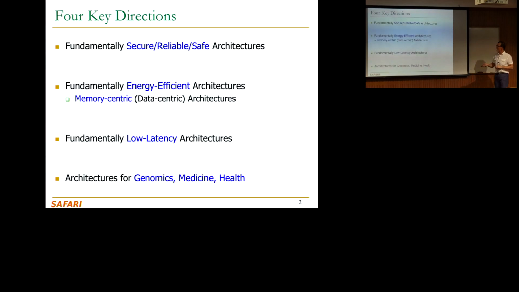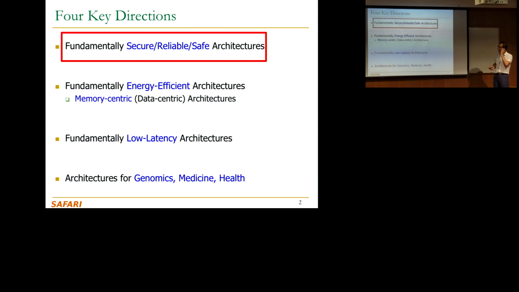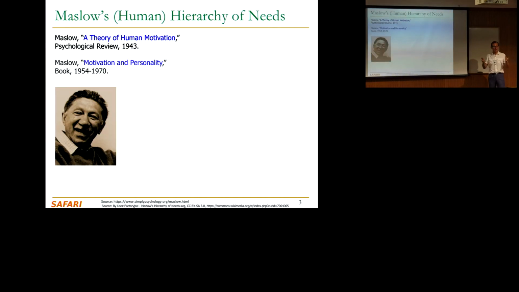Okay, so as I said, we're going to cover 4 key directions to begin with in this course, and we're going to start with security, reliability, safety. I'm going to tell you a story of why we start with this. Does anybody know about this person? Yes? Who is that? Maslow, because of the name, I guess. Yeah, there you go.